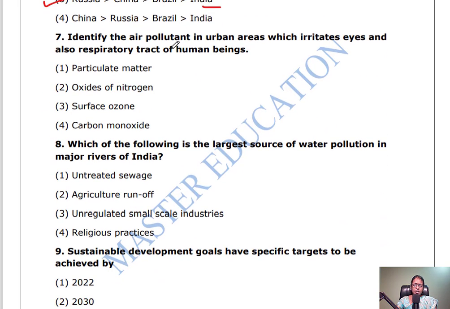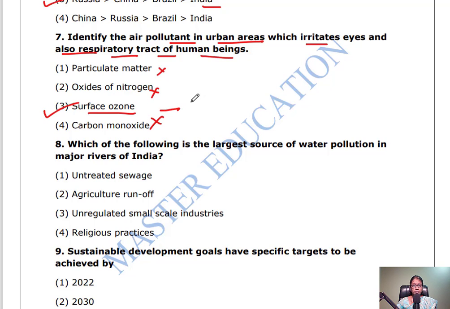The next question, identify the air pollutant in urban areas which irritates the eyes and also the respiratory tract of human beings. Okay, they are not telling the rural area, they are telling urban areas. This is created by surface ozone. This is not particulate matter or oxides of nitrogen or carbon monoxide. Surface ozone is not actually the same as ozone, it differs from ozone.